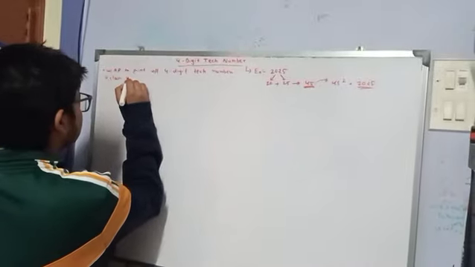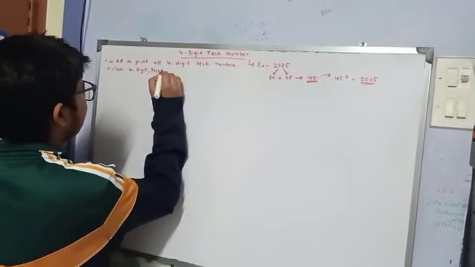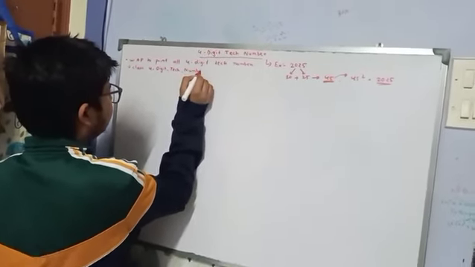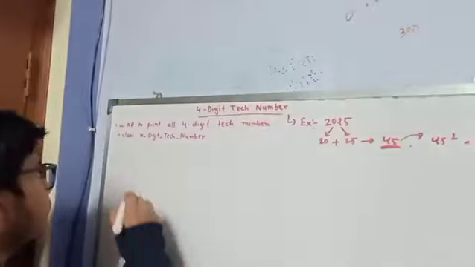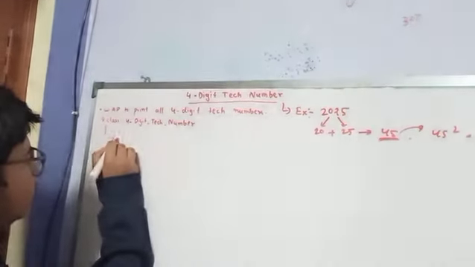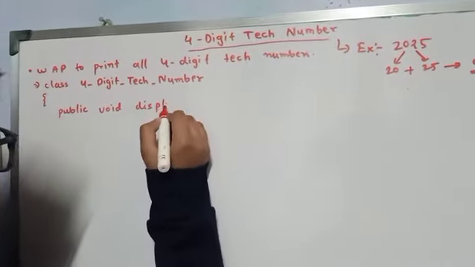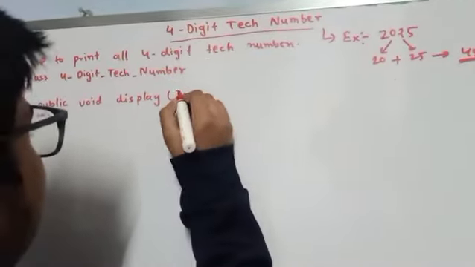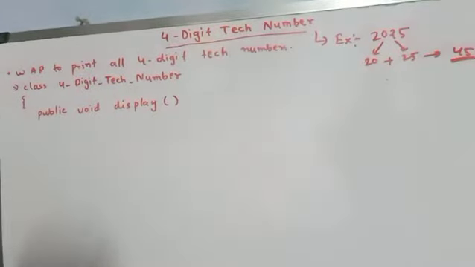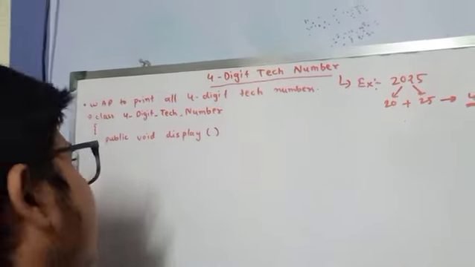So let's name the class 4-digit Tech number. You can't give any space between the words, so you have to use an underscore. Next, public void display. You have to declare a public method with void return type, and in the question there is no case of inputting any value, so we will not input anything.